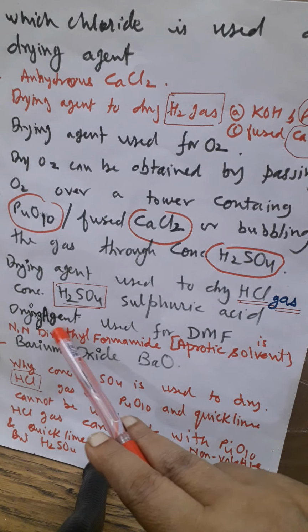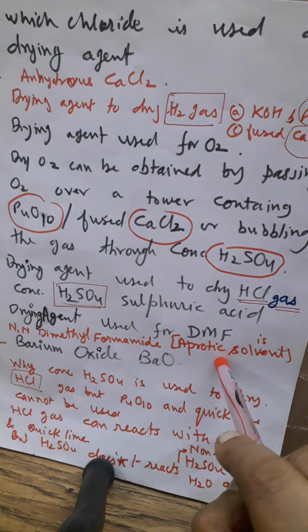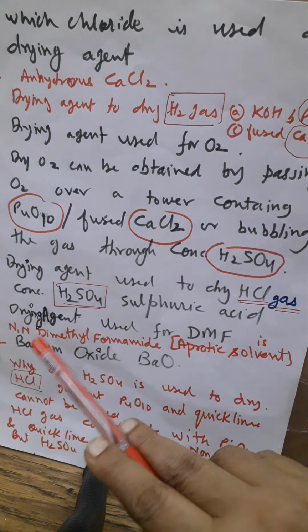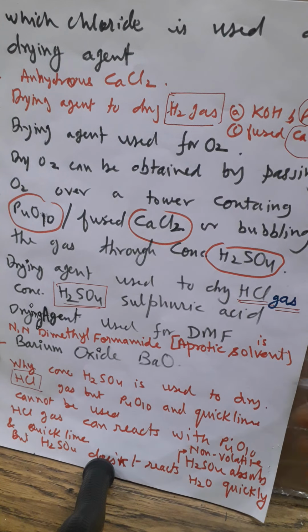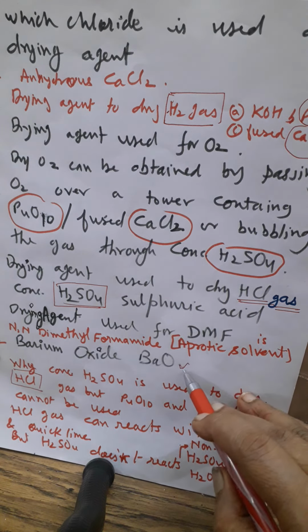Now DMF, what is DMF? N,N-dimethylformamide is known as DMF. It is an aprotic solvent. To make it dry, we use barium oxide. It is very typical, only in this case it is used.